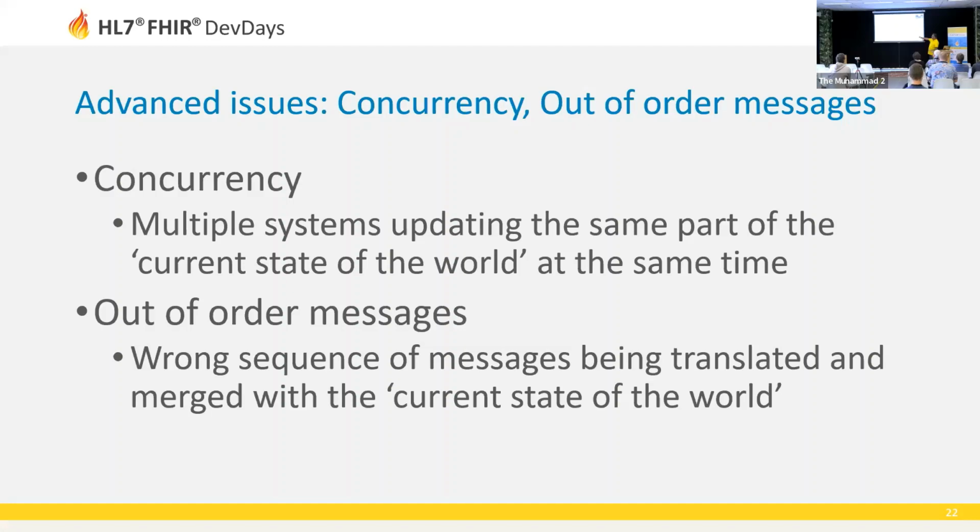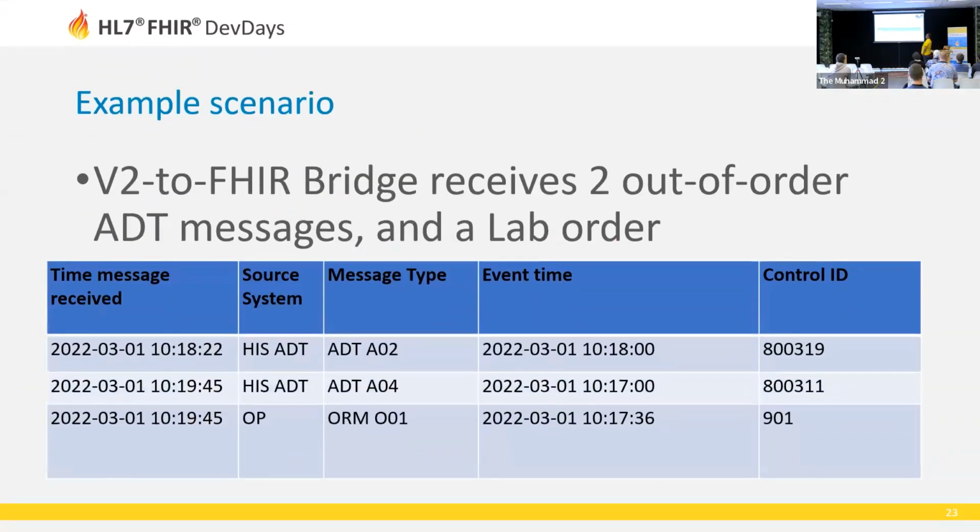Then the other thing is concurrency and out-of-order messages. That's certainly something that you have to be aware of. So if this is the time that you actually received those messages, whereas this is the event time within the message, we have a flipped communication here, which can happen.